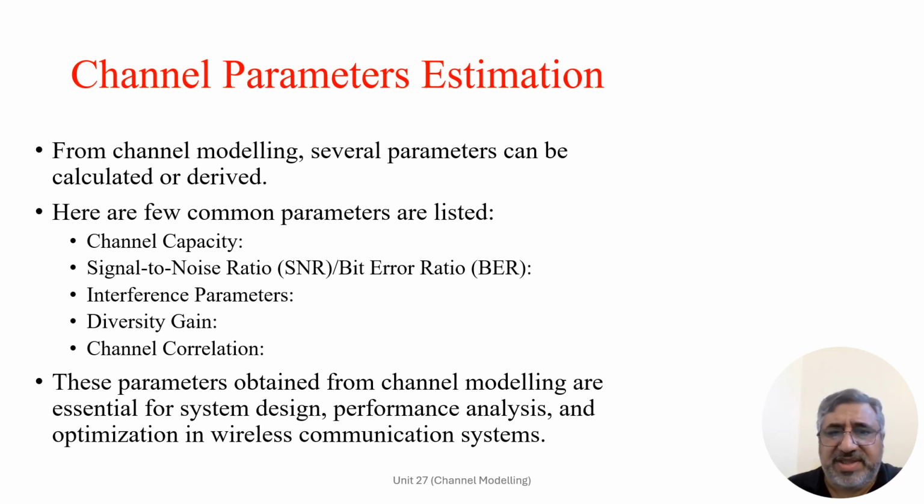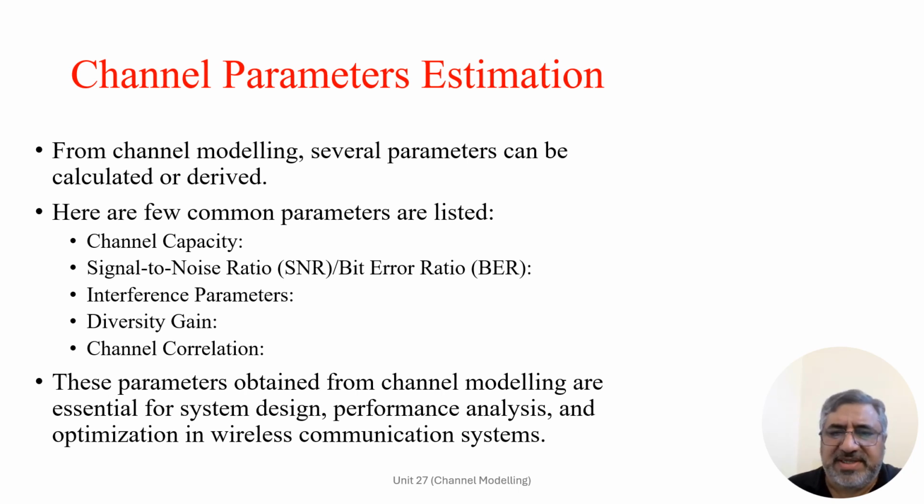Similarly, signal to noise ratio is another fundamental parameter that characterizes the quality of the received signal. Channel modeling can help estimate the SNR by considering factors such as path loss, noise power, and interference level. Signal to noise ratio calculations are essential for evaluating the system performance and determining the achievable data rate.